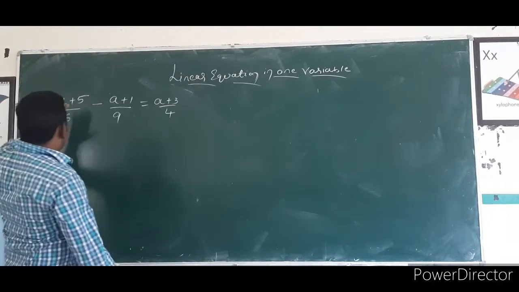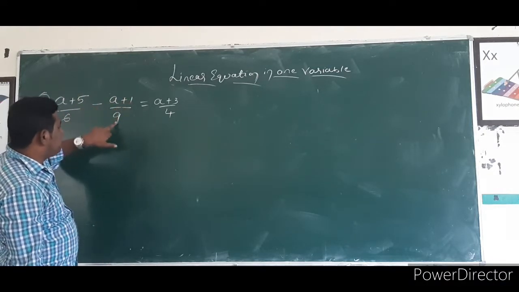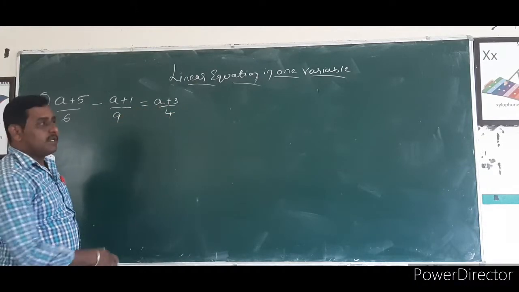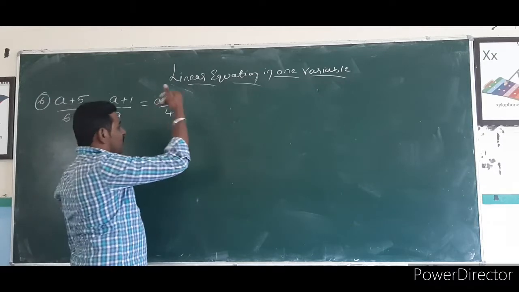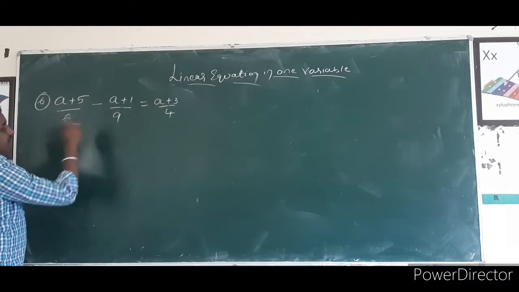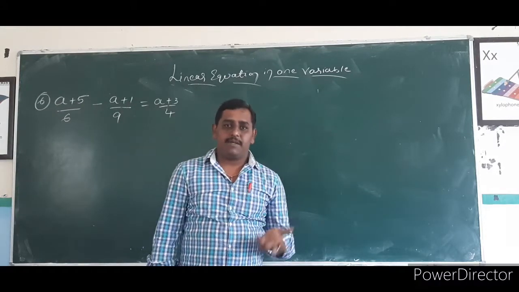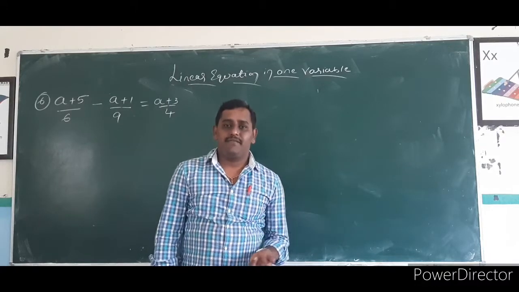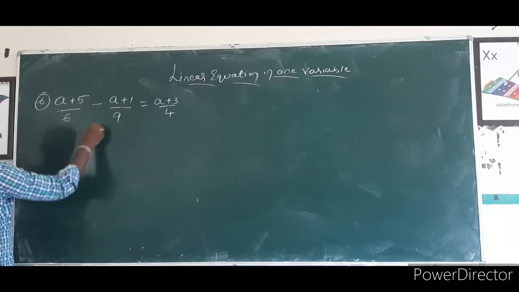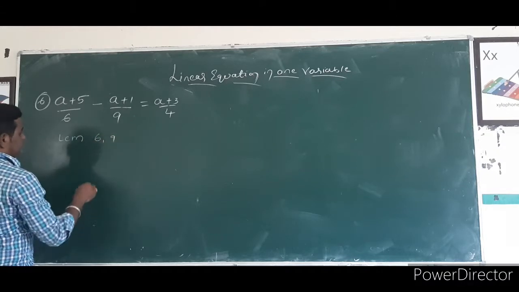Next problem. (a plus 5) divided by 6 minus (a plus 1) divided by 9 is equal to (a plus 3) by 4. On the RHS there is no simplification, so first we have to do the LHS. Here 6 and 9 are there. You know from the rational numbers chapter how to take the LCM of the denominators, so let us try here also. First take the LCM for the denominators of the LHS, the LCM of 6 and 9.